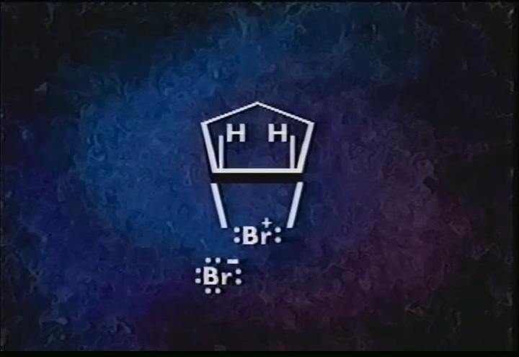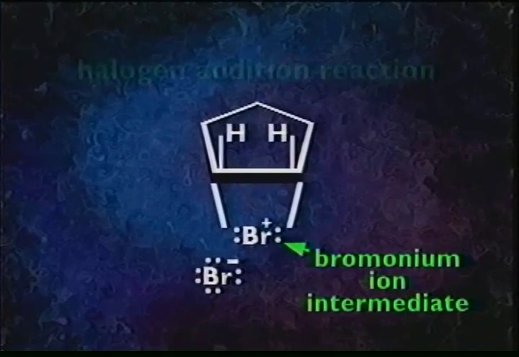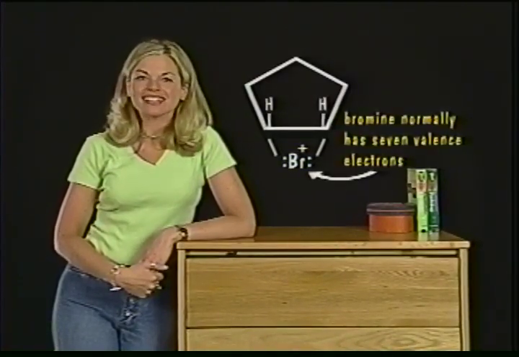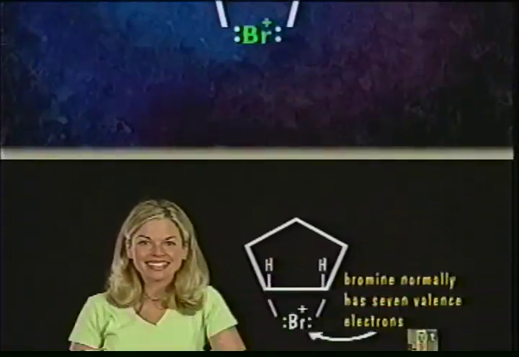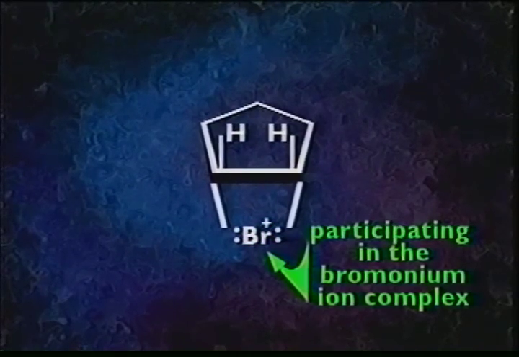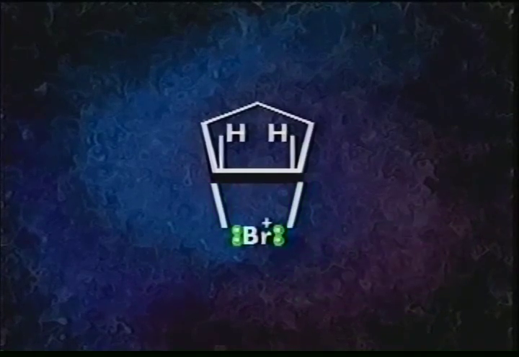And this is how we get the triangular bromonium ion intermediate in the big middle of our halogen addition reaction. Here's the point of this whole discussion. Like we said, bromine normally has 7 valence electrons. Our bromine, this one right here that's participating in the bromonium ion complex, is surrounded by 8 electrons. There are 4 unshared electrons out here, and there are 2 in each of the single bonds between bromine and each of the carbons. So that makes a grand total of 8 electrons.